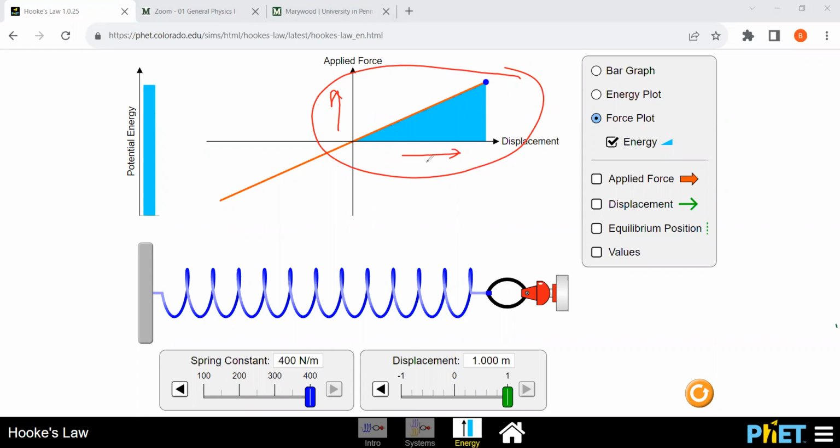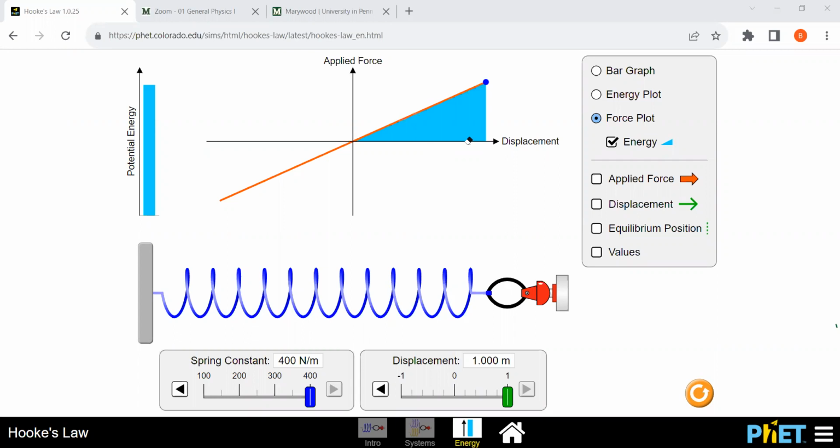So how do we then calculate the work done? This is the force versus displacement graph. Whenever we have the force versus displacement graph, the work done is basically the area under the graph. So the area here is this blue shaded region. Now, how do we mathematically determine the area of this shaded region?